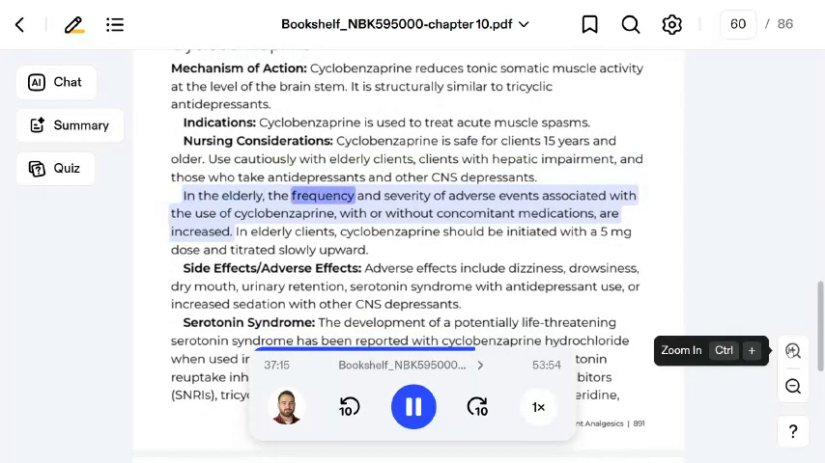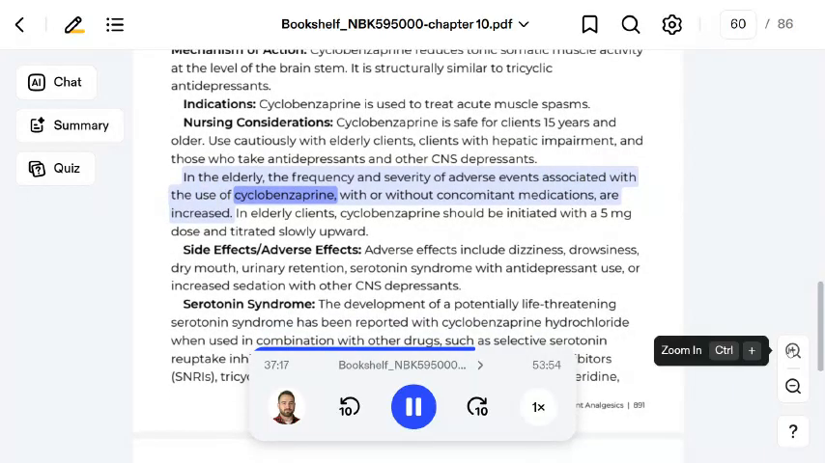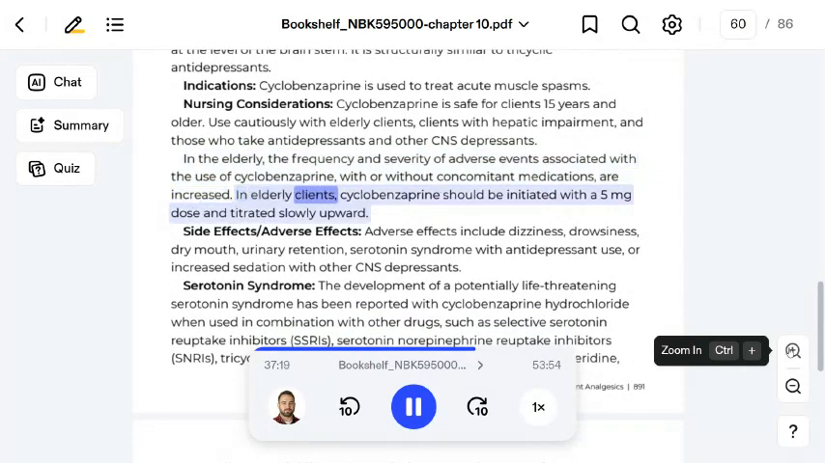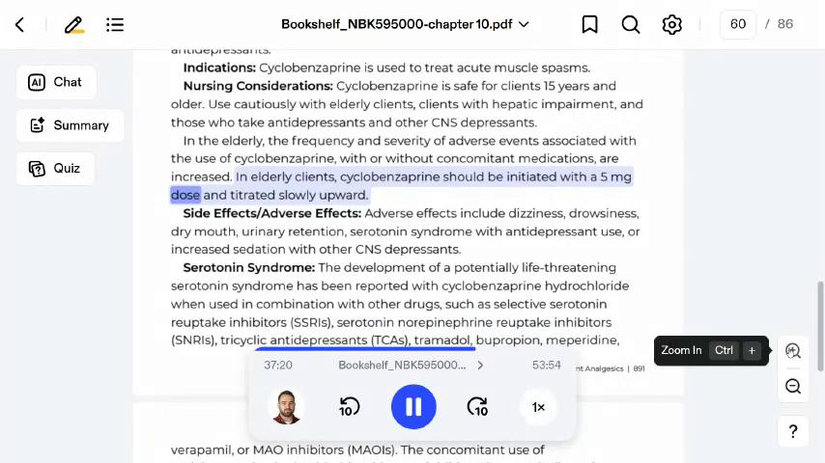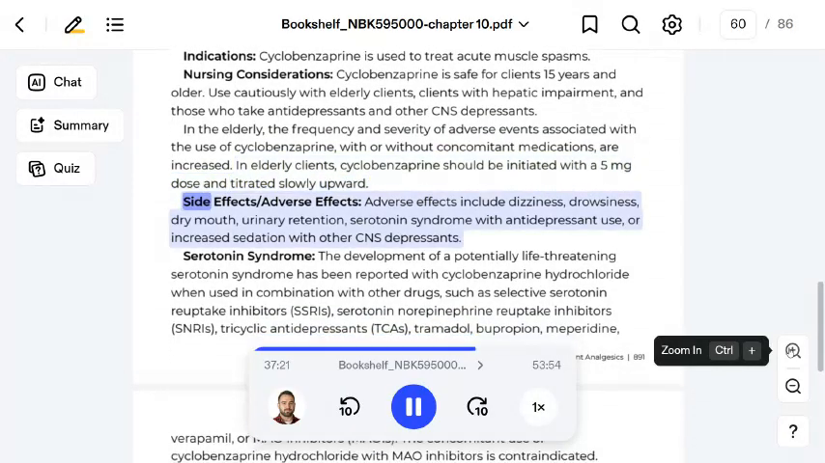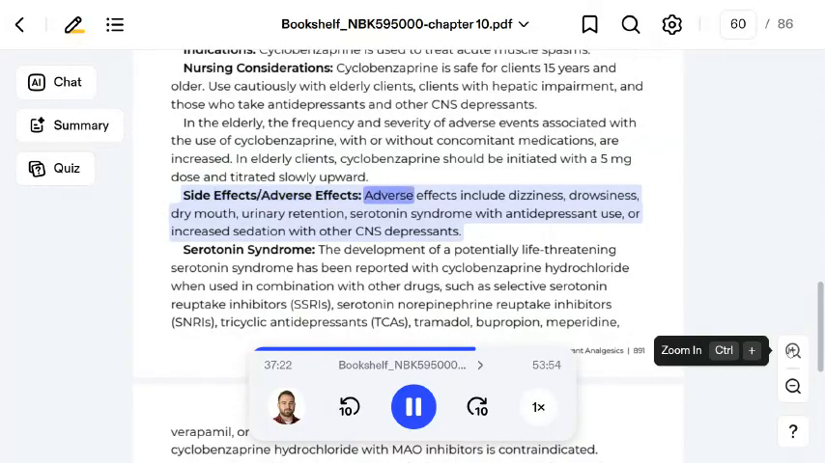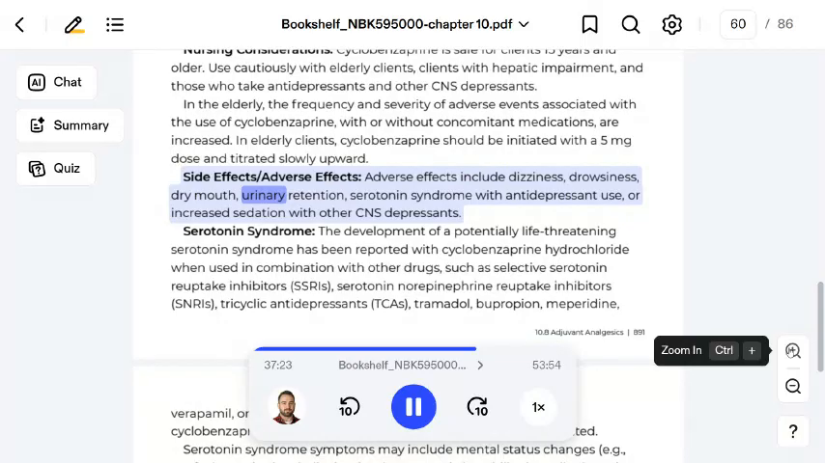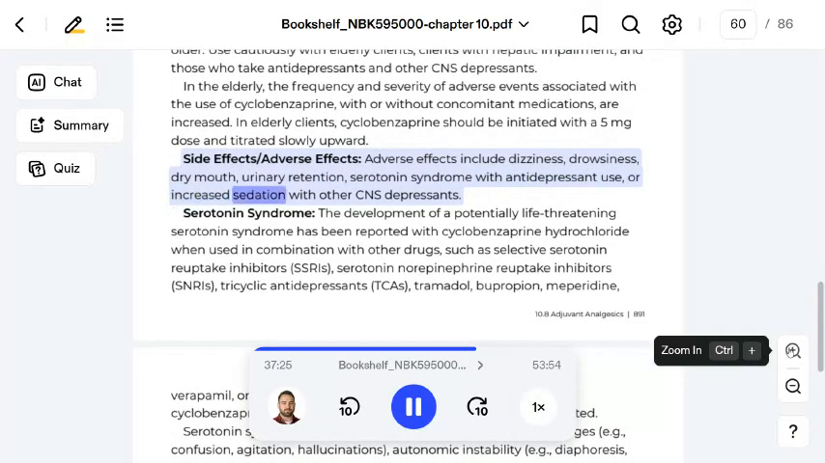In the elderly, the frequency and severity of adverse events associated with the use of cyclobenzaprine, with or without concomitant medications, are increased. In elderly clients, cyclobenzaprine should be initiated with a 5 mg dose and titrated slowly upward. Side effects, adverse effects. Adverse effects include dizziness, drowsiness, dry mouth, urinary retention, serotonin syndrome with antidepressant use, or increased sedation with other CNS depressants.